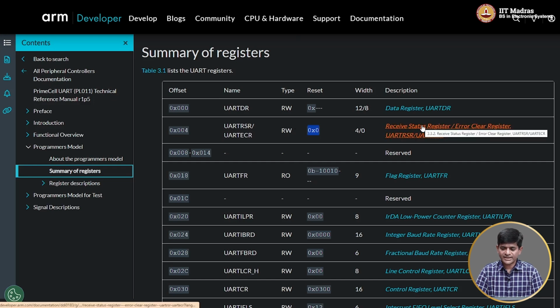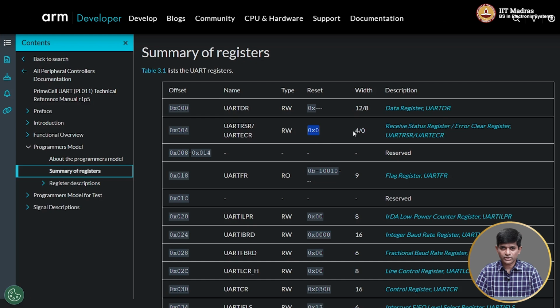This is the receiver status register or the error clear register. So, it makes sense that immediately after reset the value is going to be 0. There were no errors because nothing has been received, no errors have been declared so far. Therefore, immediately after reset the value is going to be 0. It also has a width of 4 for reading and a width of 0 for writing. In other words, there are no bits that it is going to respond to when writing into this.